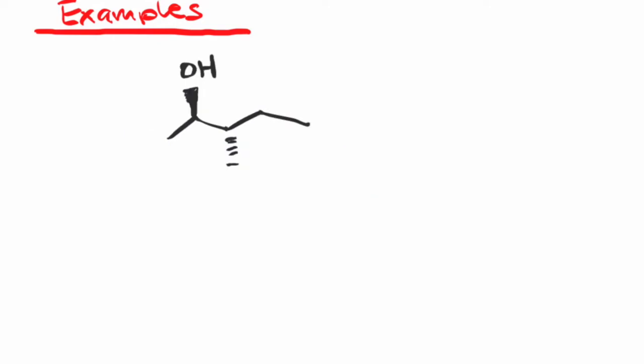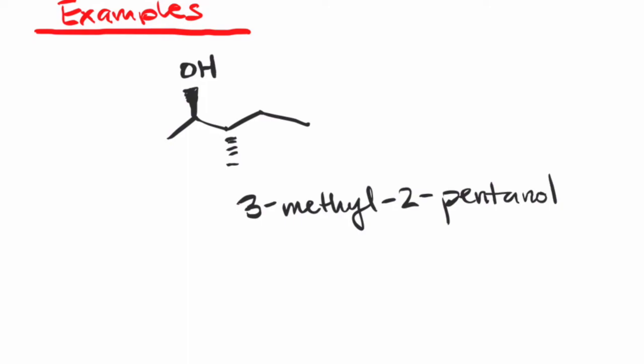Now, since we're on this naming topic, let's go ahead and take another example here. Again, we haven't learned how to name alcohols yet, so I would give you this. It's called 3-methyl-2-pentanol. If you were asked to write the name of the specific enantiomer with respect to the chiral centers, how would you write this?